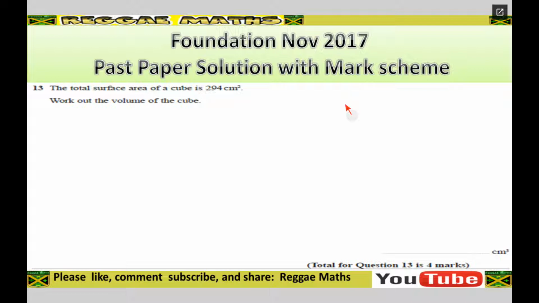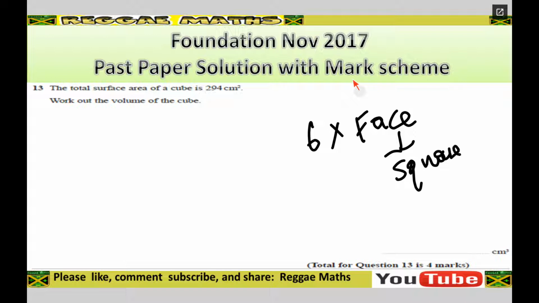Next, question 13. The total surface area of a cube. The question I'm going to ask myself: how many faces does a cube have? A cube has 6 faces. What can you tell me about the faces? The faces are square. And what do I mean by that? All of them are equal.